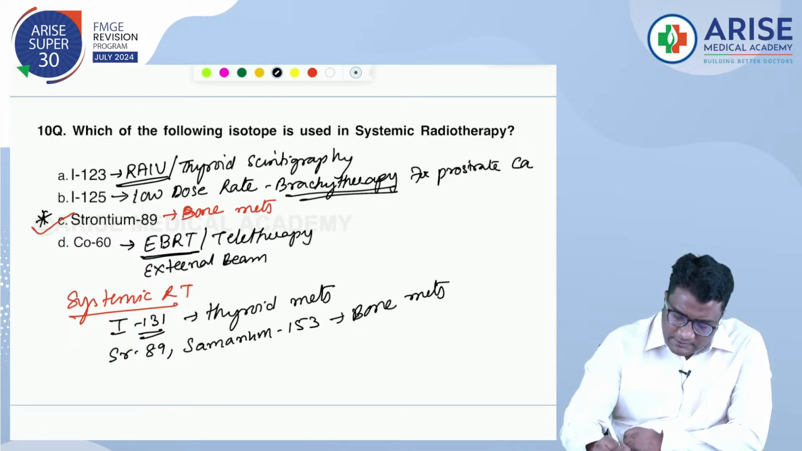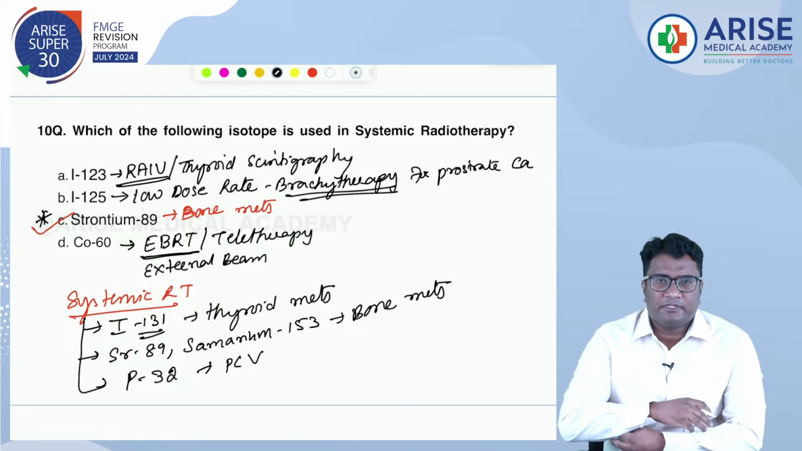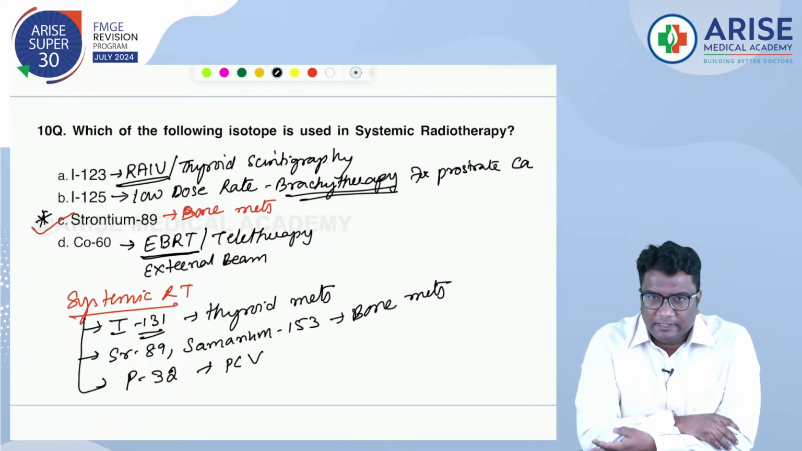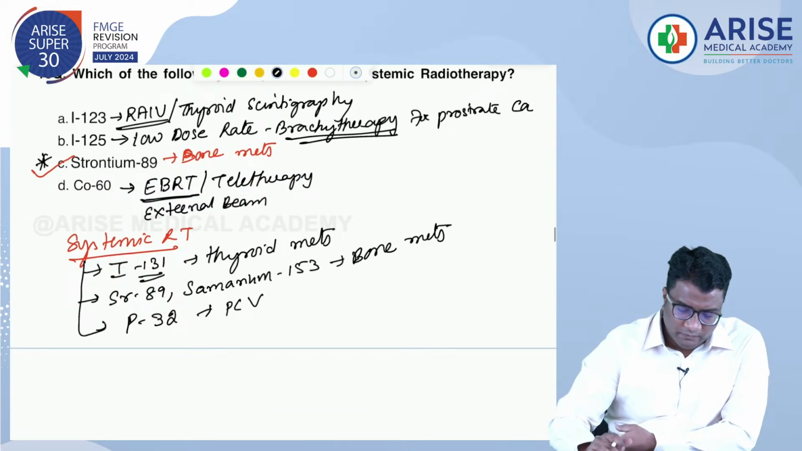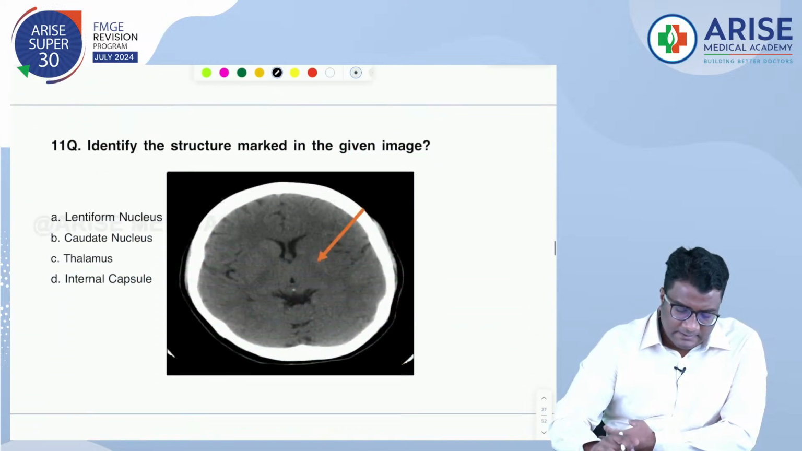These are bone mets. We also have phosphorus-32. This is for polycythemia vera. So these are the three isotopes that I want you to learn, right, for systemic radiotherapy. Systemic radiotherapy, iodine 131 for thyroid cancer, strontium-89 and samarium for bone metastasis, phosphorus-32 for polycythemia vera. So strontium-89 is the correct answer here.